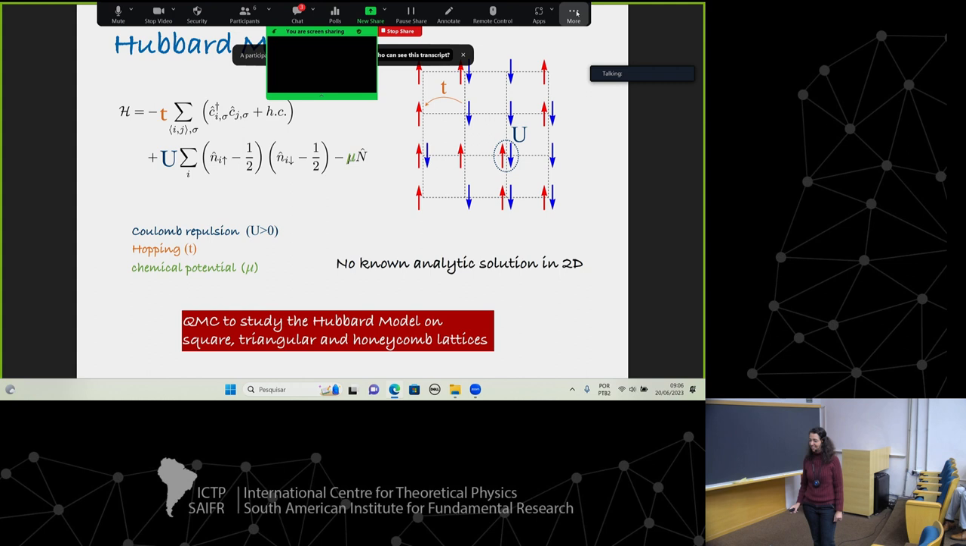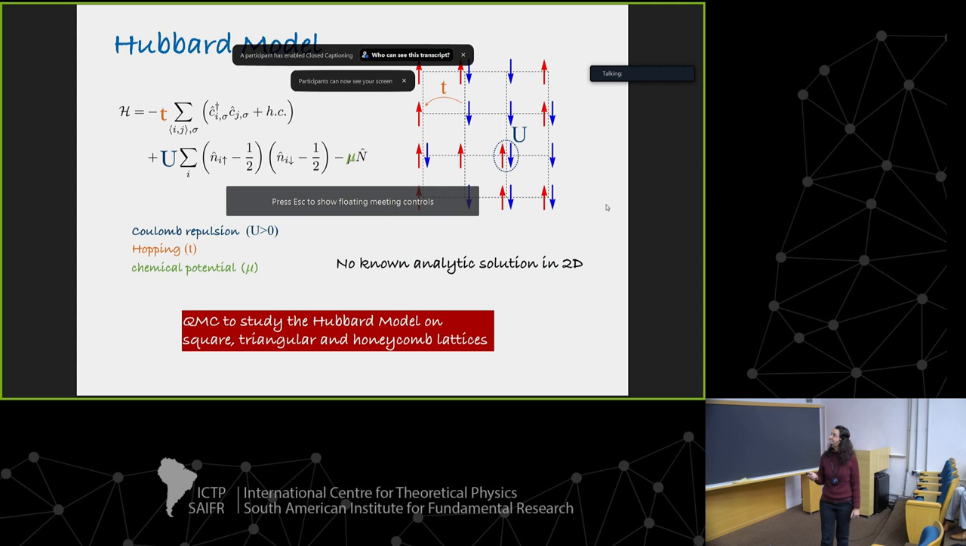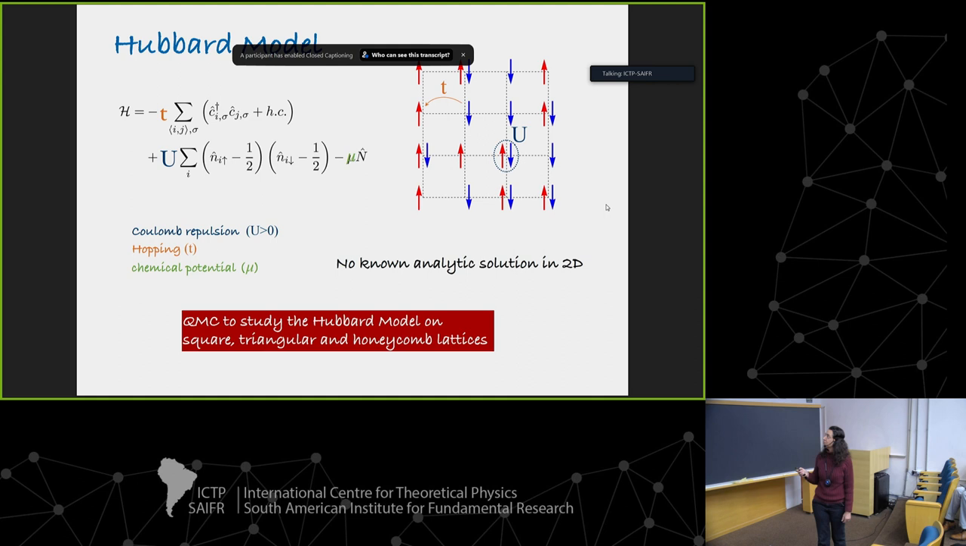So to do so, we'll study the Hubbard model. And here, just a cartoon, we have a given lattice, and we have different geometries. We are going to study it on square, triangular, and honeycomb lattices. And we study the nearest-neighbor Hubbard model. So we have hopping only between nearest neighbors, and we have the on-site interaction U. Although it's a very simple Hamiltonian, there are no known analytical solutions in 2D. So we are going to use quantum Monte Carlo to study this model on different lattices.